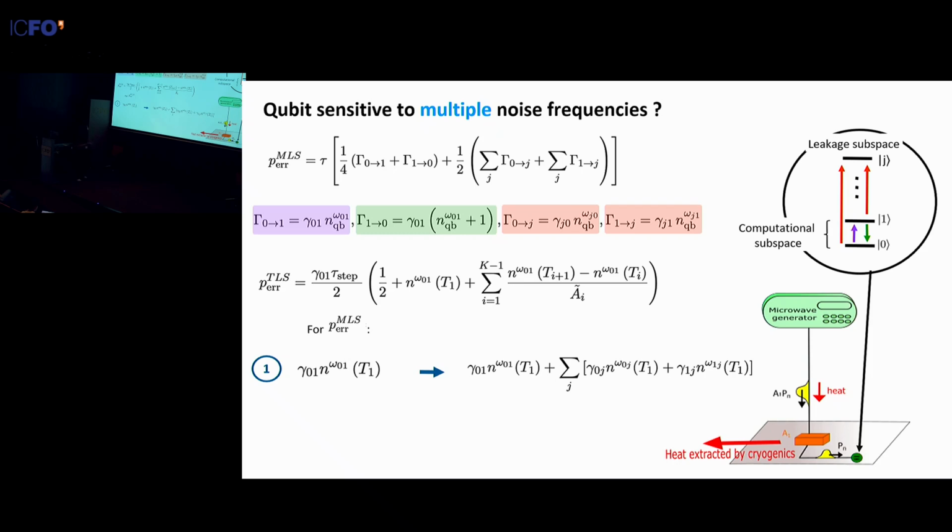And here, we find that the error probability has the same structure as before, but the difference is that instead of having gamma n of the 0 and 1 transitions, we have the gamma n of all the other transitions. So all the previous equations I showed previously are the same, except with this small replacement of the gamma n.